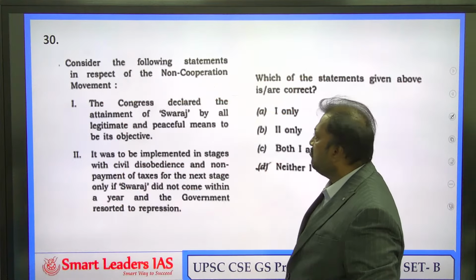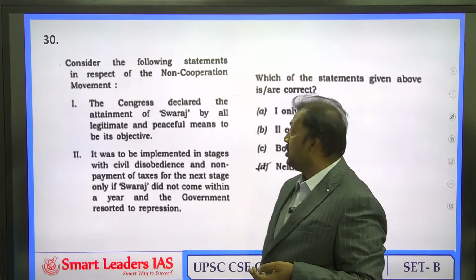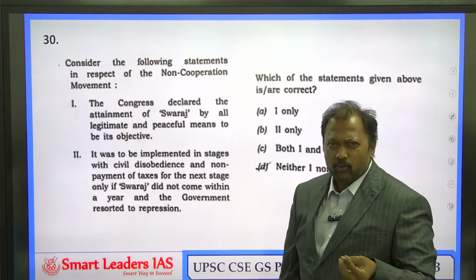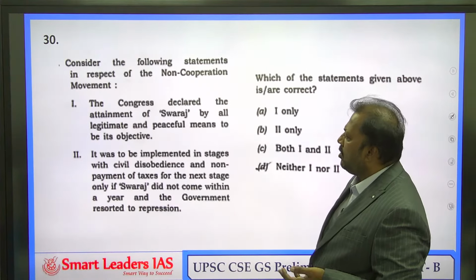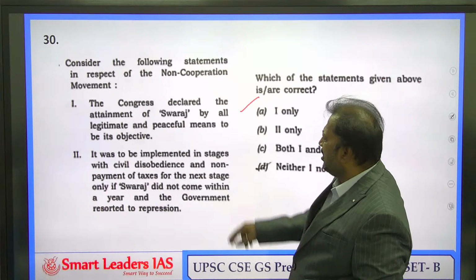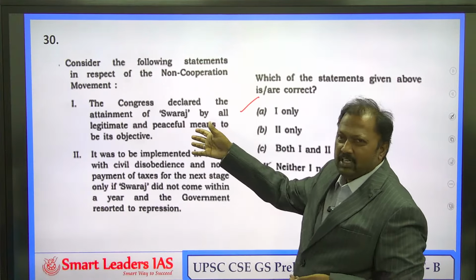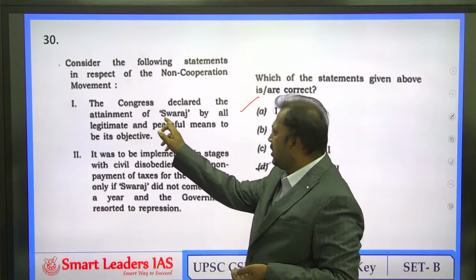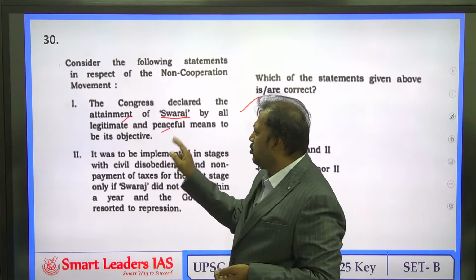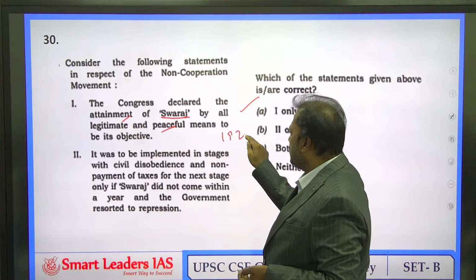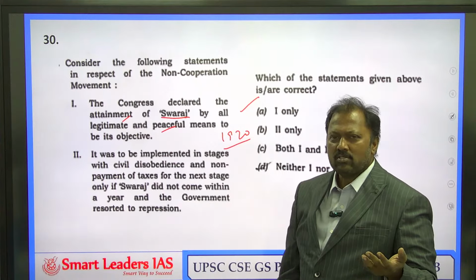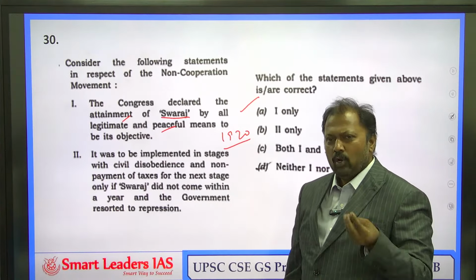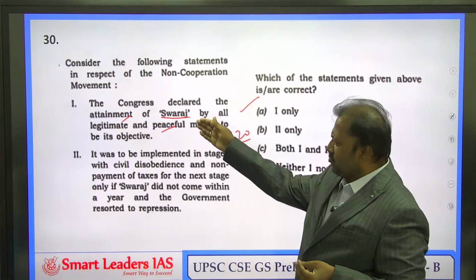Next, 30. Consider the following statements with respect to the non-cooperation movement. Many questions have come about the non-cooperation movement. The Congress declared attainment of Swaraj by all legitimate and peaceful means. That is correct. This statement has nothing to read between the lines. We have to attain Swaraj by legitimate, peaceful means. This is in fact one of the goals introduced by Gandhi in the Nagpur annual session of the Indian National Congress in 1920. He modified the goal or aim of the Indian National Congress to this one.